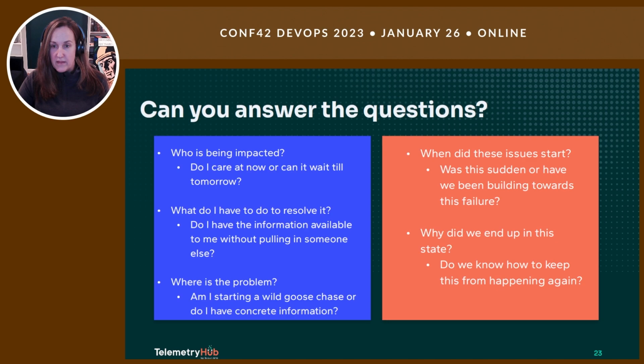I also want to know when the issue started. So we want to be aware of whether or not this is something that we've been trending towards over time, or is this very sudden? And we also want to know how we ended up in this state so that we can prevent it from happening again, obviously.